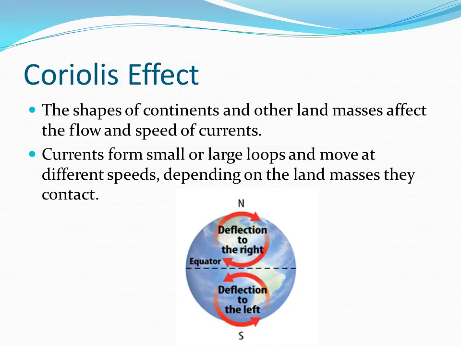The shape of the continents and the land masses can affect the flow and the speed of the currents. Currents form small or large loops and move at different speeds depending on the land masses they come in contact with. So think of spanning the entire Atlantic Ocean or the entire Pacific Ocean. There's going to be a huge rotation of water that's going to follow that same path. But if it's in a smaller, more confined area, there'll be a much smaller flow.